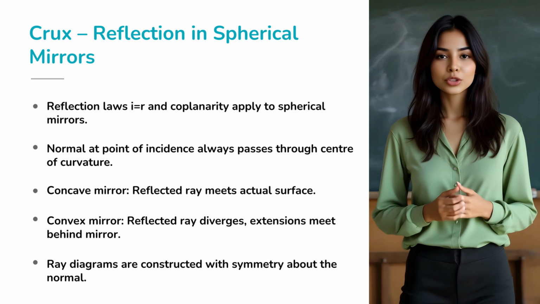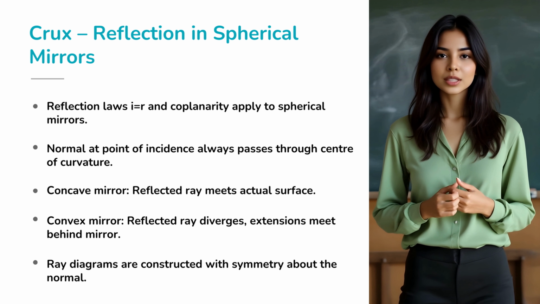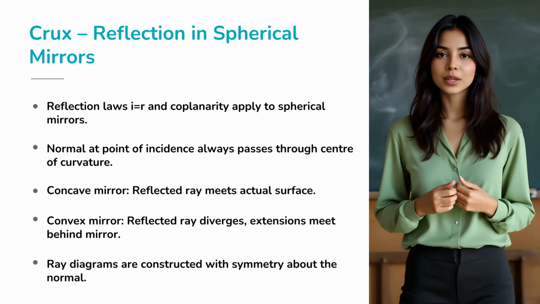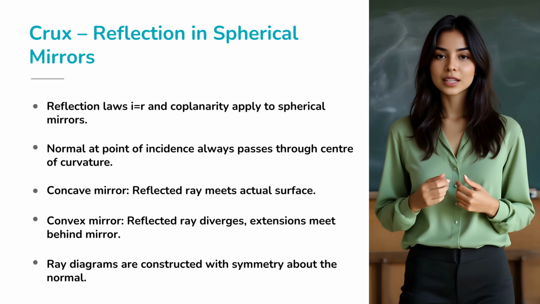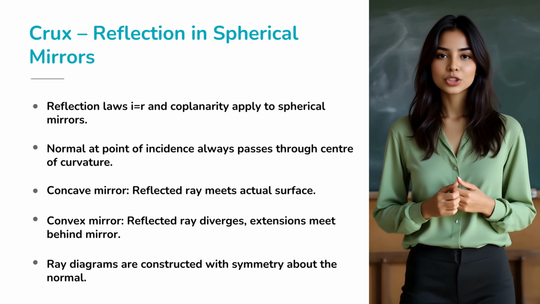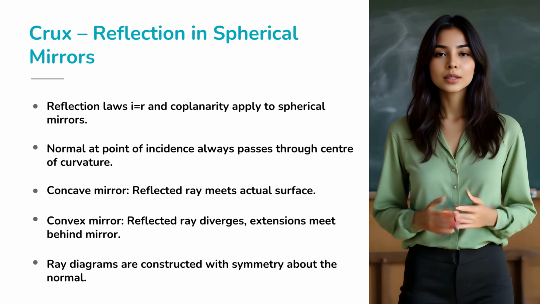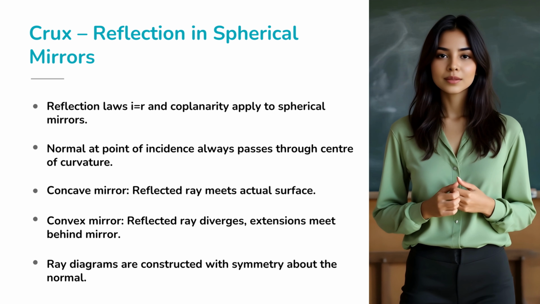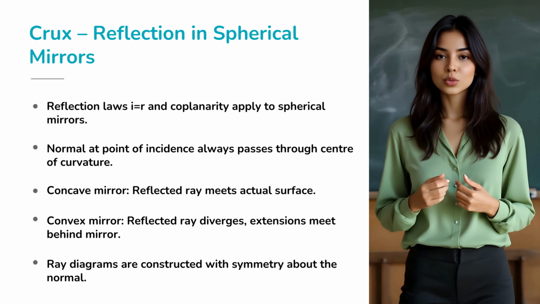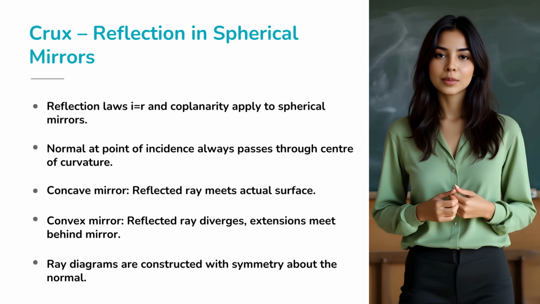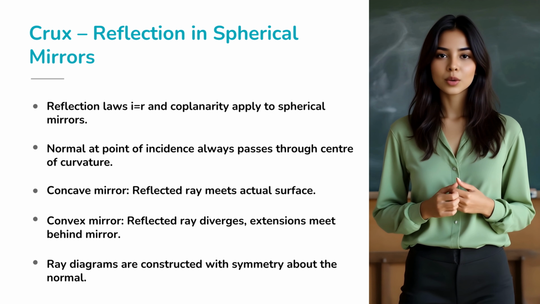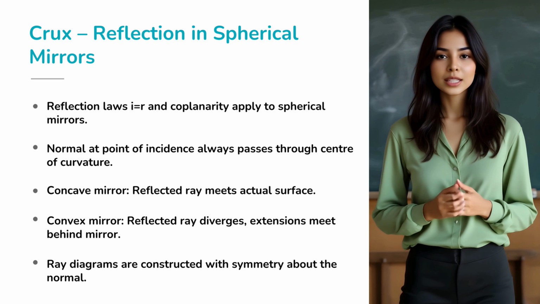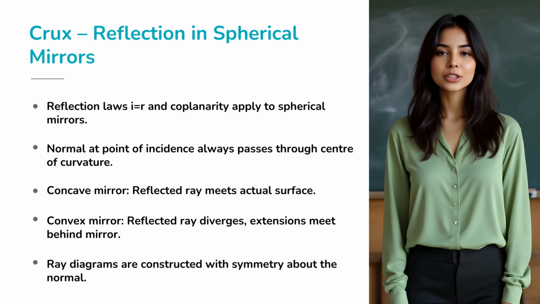Alright, let's tie it all together. Reflection in spherical mirrors may look complex at first, but it's just the same old law of reflection applied with a clever normal. The center of curvature decides the normal, and the angles of incidence and reflection stay equal. Concave mirrors bend rays inward and can form real or virtual images. Convex mirrors spread rays outward and always form virtual, diminished images. So whether it's the rearview mirror of a car or the big telescope at an observatory, the same simple law, I equals R, keeps working behind the scenes.